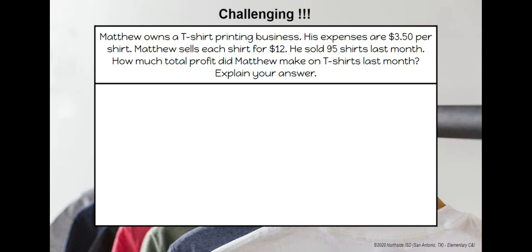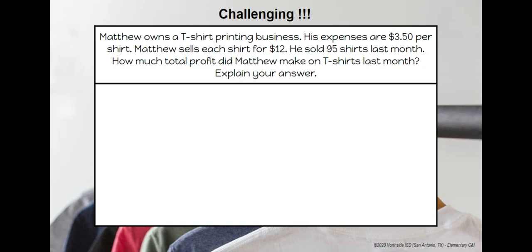Matthew owns a t-shirt printing business. His expenses are $3.50 per shirt. Matthew sells each shirt for $12. He sold 95 shirts last month. How much total profit did Matthew make on t-shirts last month? And then we're going to explain our answer by using our strip diagram.